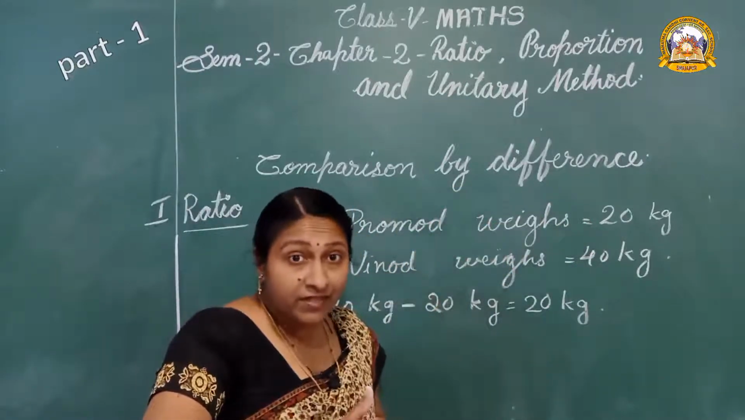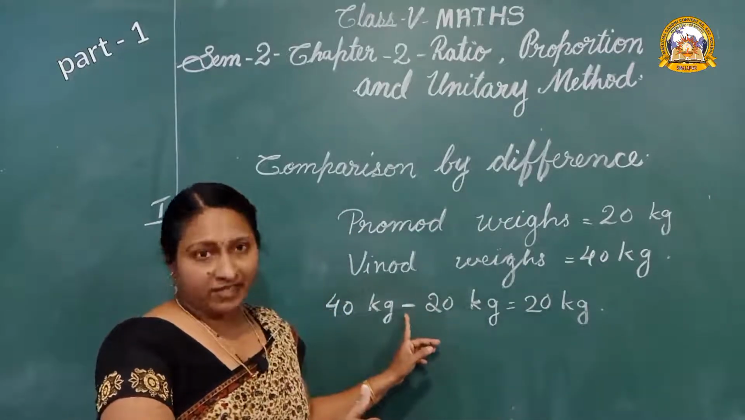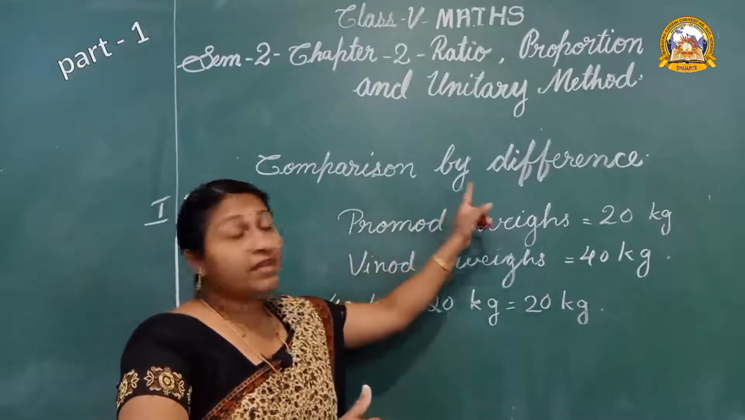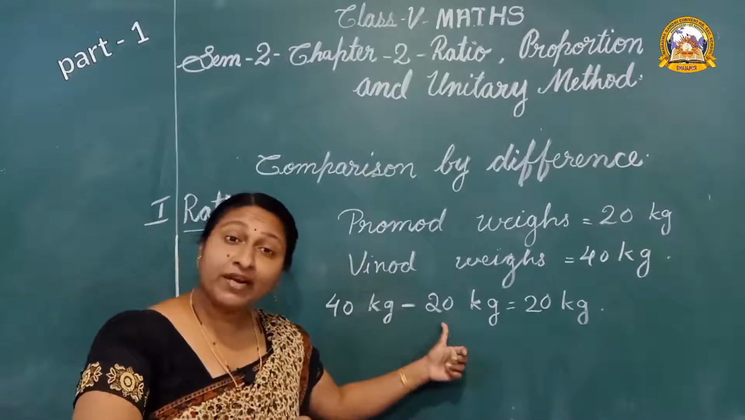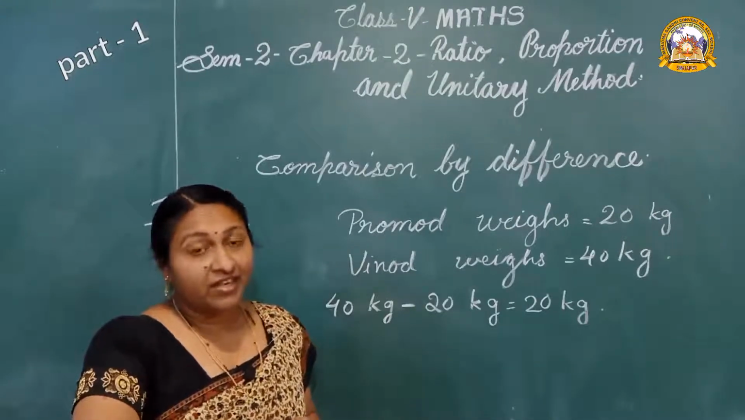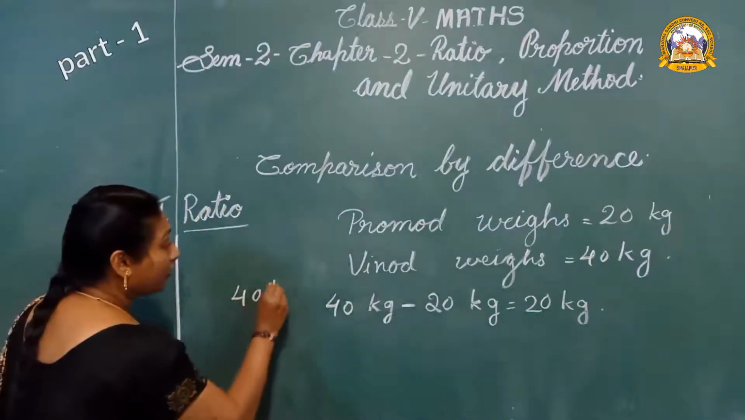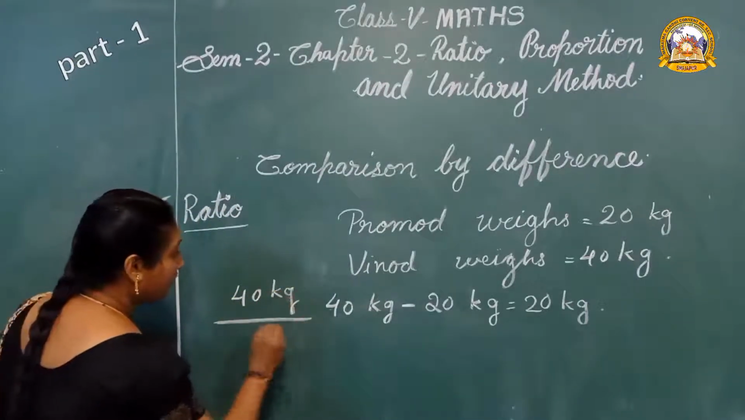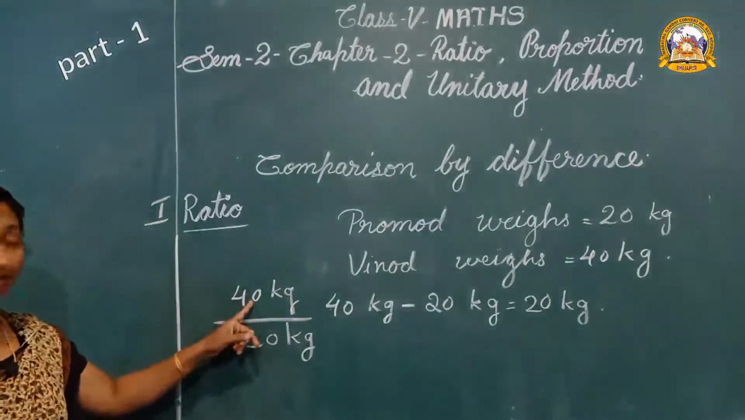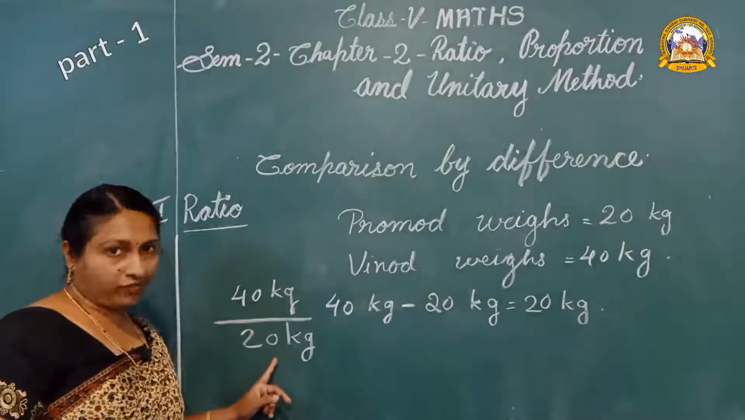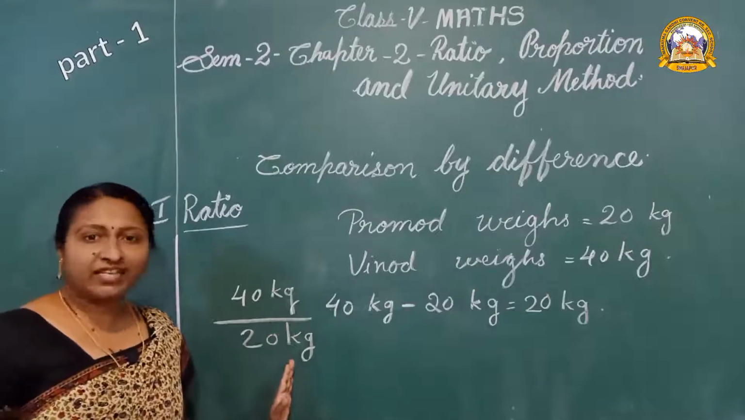How can we find the difference? Bigger number minus smaller number. We are using the subtraction work. It is called a comparison by difference. Children, their weights can also be compared by division. How is division? Look here. 40 kilogram divided by 20 kilogram. It is Vinod's weight and it is Pramod's weight, isn't it? It is the comparison by division.